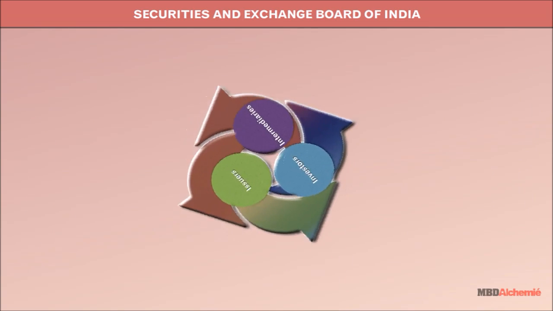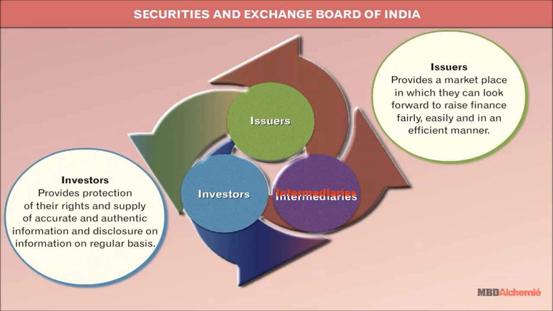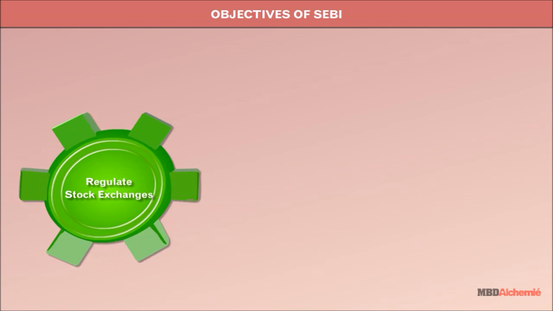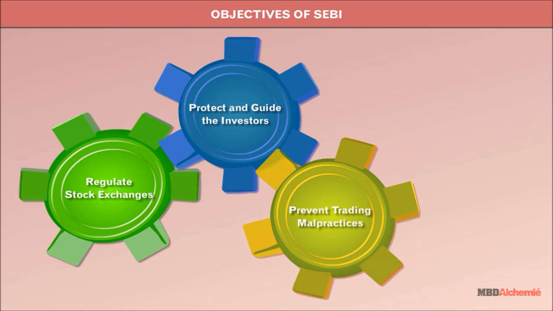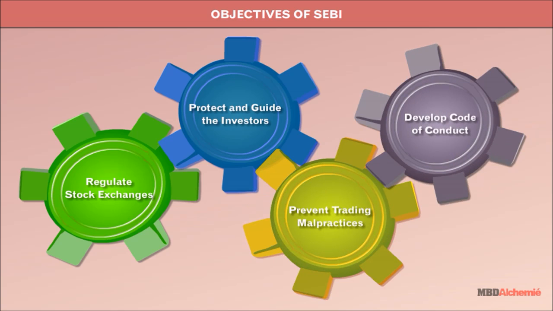Services of SEBI to various groups. It was set up to meet the needs of the following three groups: issuers, investors, intermediaries. Objectives of SEBI: regulate stock exchange, protect and guide the investors, prevent trading malpractices, and develop a code of conduct.